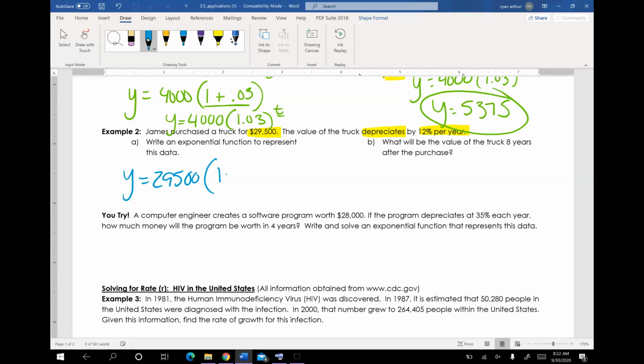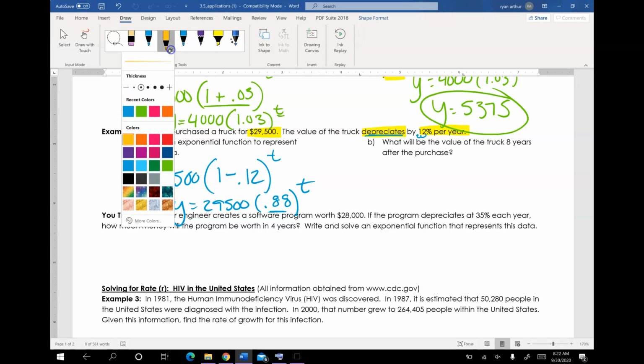Depreciate means I'm going to say 1 minus. My r is 12%. Move that decimal 2 places, so it's going to be 0.12. And my time's in years, but I don't know my time. Simplify it. So my final answer will be y equals 29,500 times 0.88 to the t. Do you see how that's less than 1 and it's the depreciation, so it's the decay? Okay, so less than 1 is decay, greater than 1 is growth.